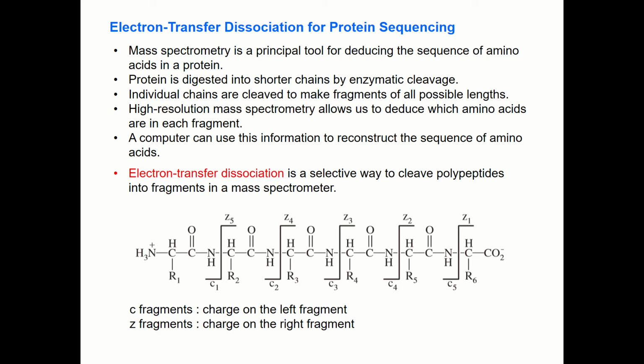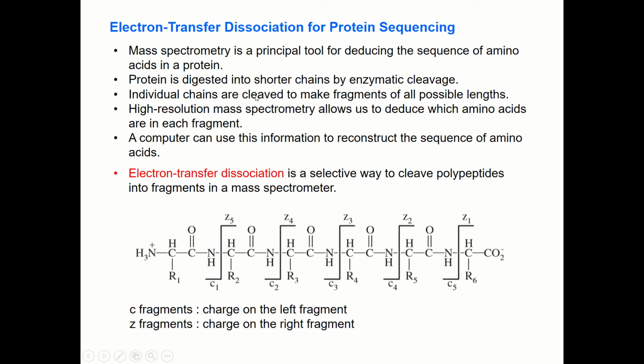Okay, who first succeeded in protein sequencing? His name is Frederick Sanger, right? He first sequenced the protein insulin. But now it can be done pretty easily with mass spectrometry. Mass spectrometry is a principal tool for deducing the sequence of amino acids in a protein.